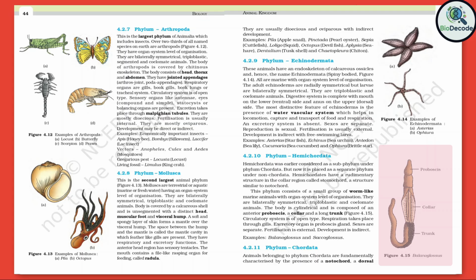Proboscis, a muscular, conical structure that helps in burrowing and food collection. Collar connects the proboscis and trunk, containing a short portion of the gut and the mouth. Trunk, the elongated posterior part housing the pharynx, gill slits, and reproductive organs.